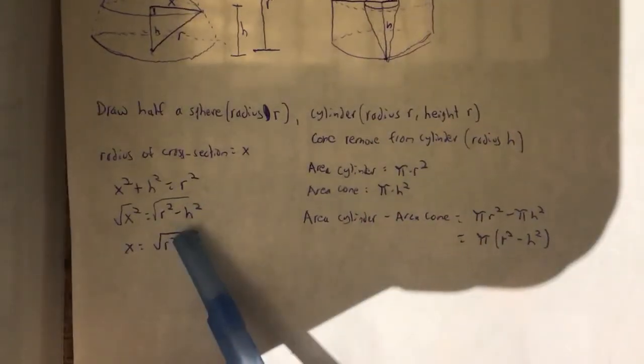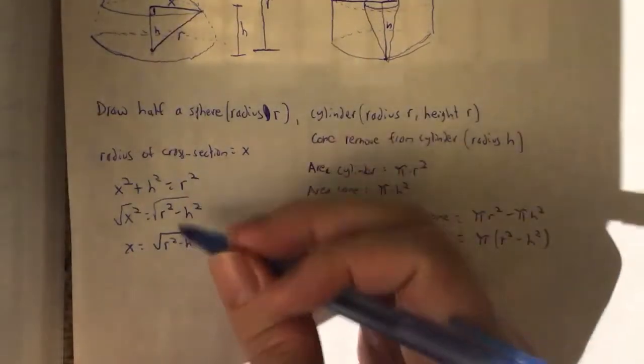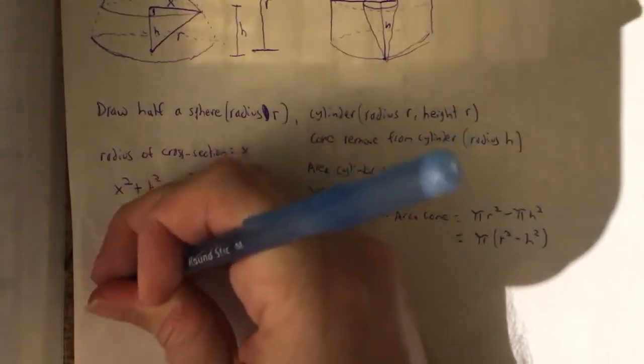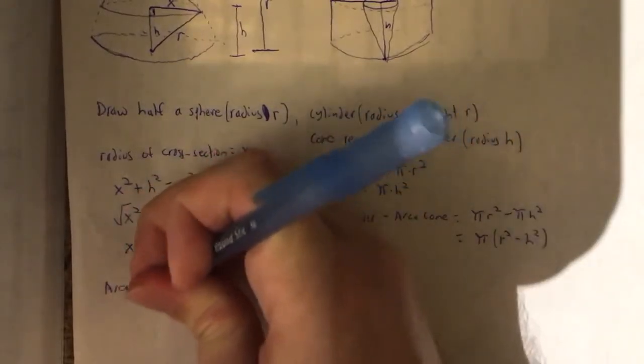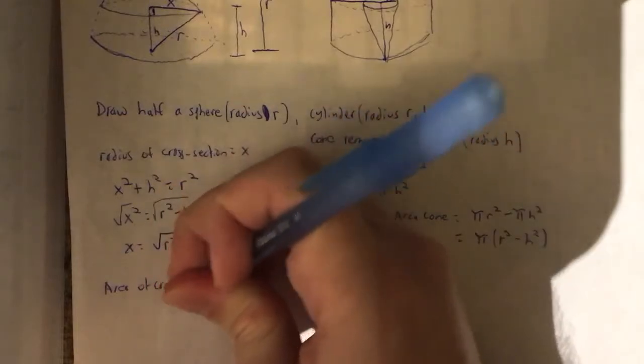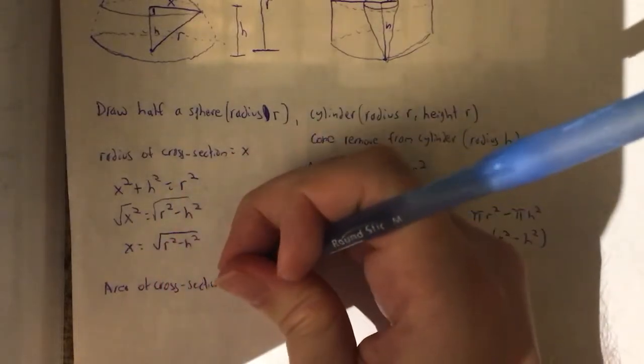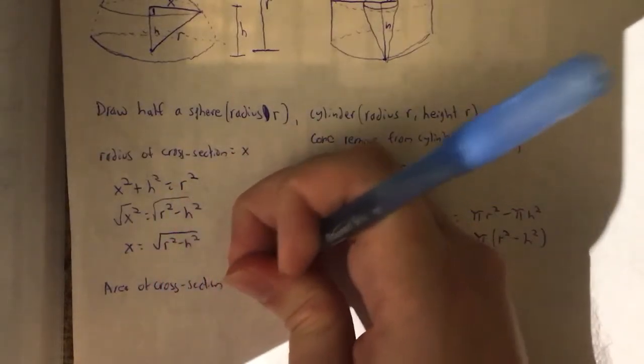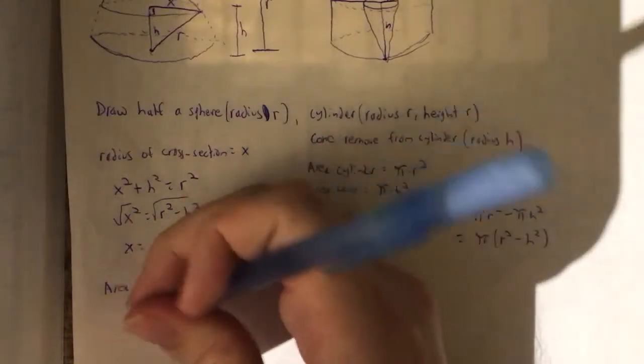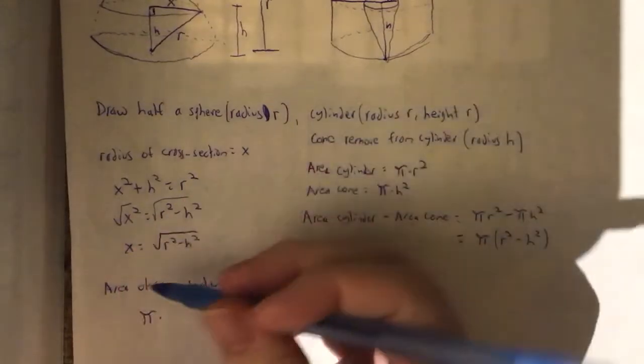I found the radius here, but now I want to figure out the area of the cross-section for the half sphere. I should have done that before. So the area of the cross-section for the hemisphere is pi times my radius squared.